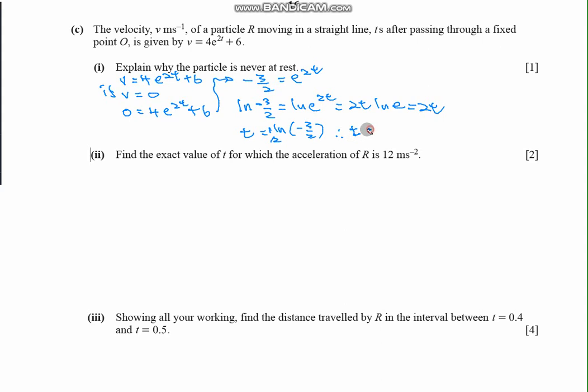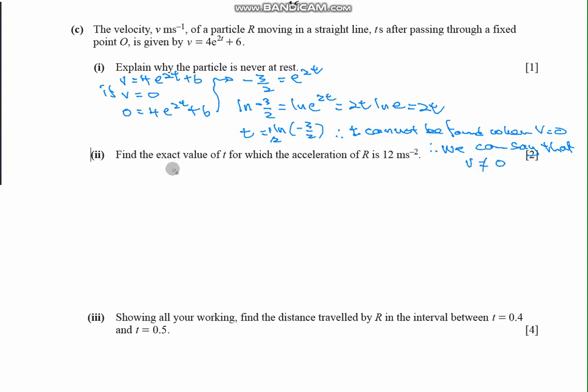t cannot be found when v equals 0. Therefore we can say that v cannot be equal to 0.